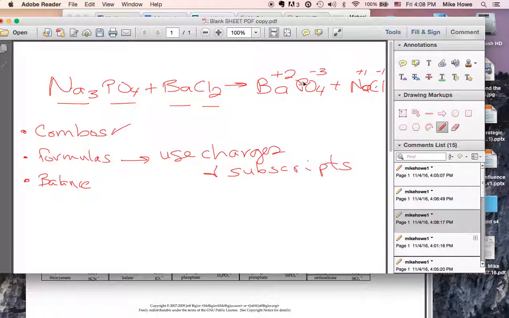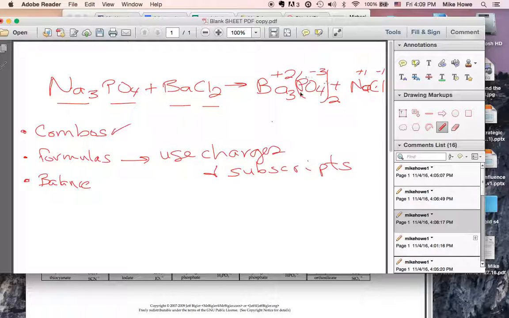Well, you need to look for a common multiple. Now I'm guessing that you've heard of common multiple before, but just in case you haven't, you're looking for the smallest number that 2 and 3 will both go into evenly. And that number, of course, would be 6. So 2 goes into 6 3 times. So ultimately, we're going to need 3 atoms of barium. And then the phosphate needs to go into 6. 3 goes into 6 twice, so you'd have 2 of those.